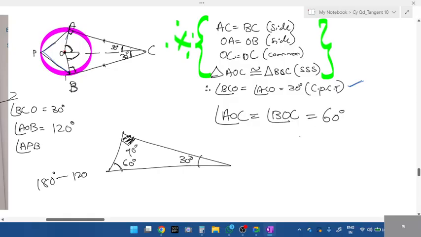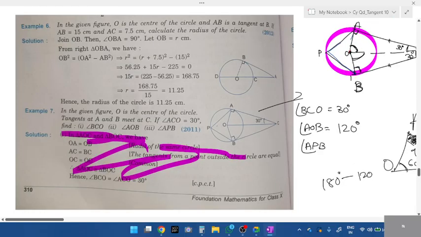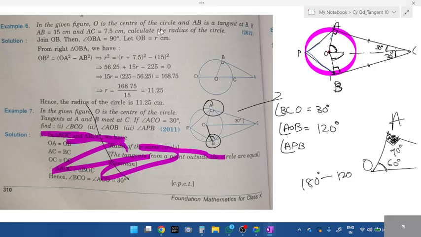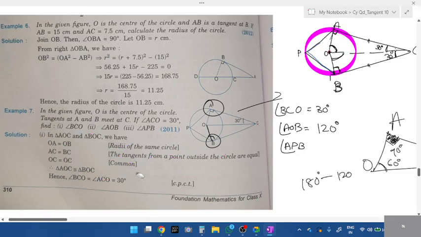If they ask to find, use triangle concept. I'm talking about this triangle AOC. 30 degrees was given. We know the 90 degree symbol. Even if the symbol is not given, O is the center. If O is center, from center you touch a line, that is radius, 90 degrees. We know it is 90. Look at the calculation part. Look at the answer, students.